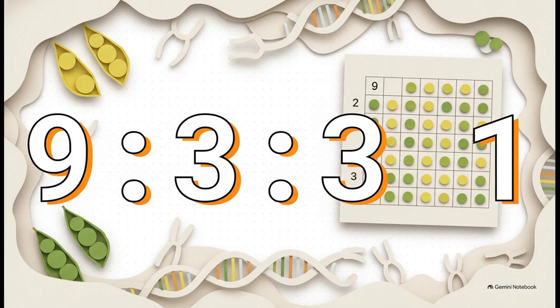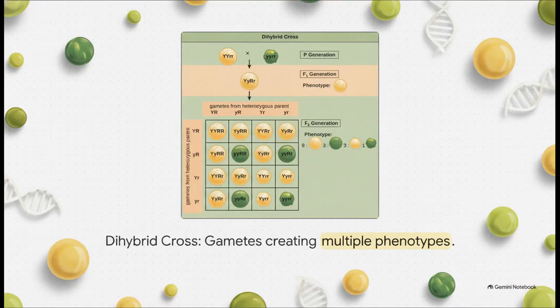When we expand this out to a dihybrid cross involving 2 differing pairs of characters, Mendel's second law, the law of independent assortment, kicks in, and it reveals this beautifully predictable 9-to-3-to-3-to-1 ratio in the second generation. By tracking 2 traits at once, like pea color and pea shape, this extensive Punnett square proves that these genetic elements sort entirely independently of one another.